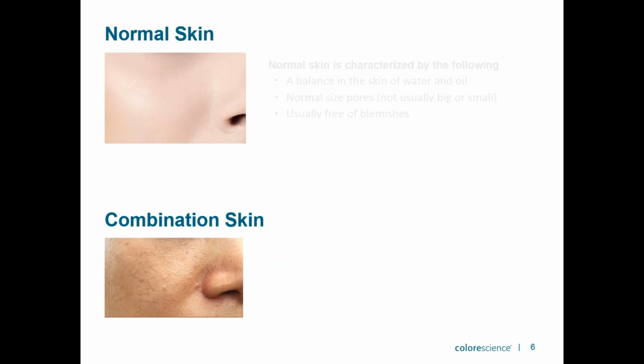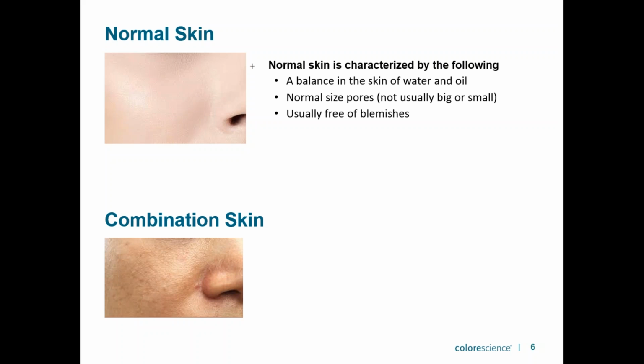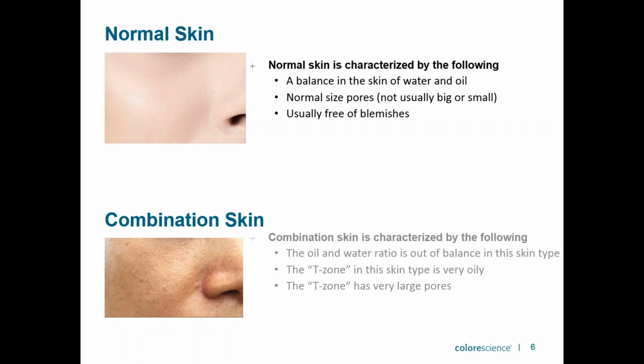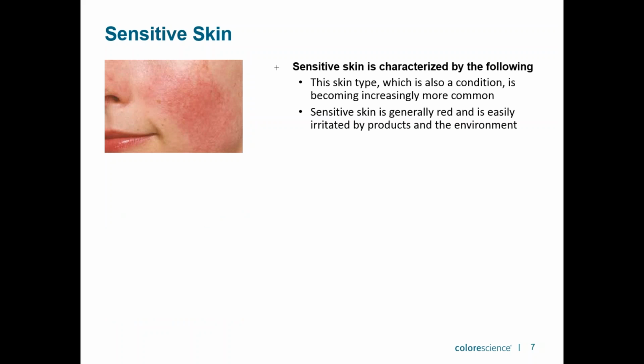Normal skin, think of baby skin before puberty, is a balance between the water and the oil. That's what normal means. They've got that balance. Normal size pores, usually no blemishes. Back to the combination, their water and oil is out of balance. They've got that T-zone, which is considered the forehead, down the nose, and the chin, and in that T-zone are the very large pores.